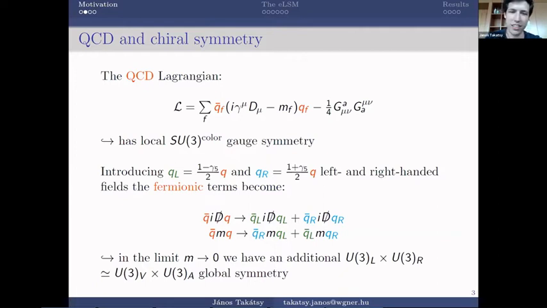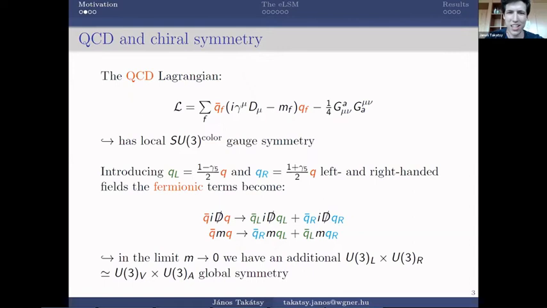So first of all, we have the kinetic term, and that basically separates into a left-handed part and a right-handed part. But the mass term does not separate into these parts. It will have mixed parts between the two fields. But the quark masses are quite low, a few MeV, compared to the dynamical scale of QCD, and therefore we can say that they are negligible from our point of view. And then we have an additional symmetry, a chiral symmetry, which is a U(3) left times U(3) right symmetry, which is also equivalent to a U(3) vector times U(3) axial global symmetry.